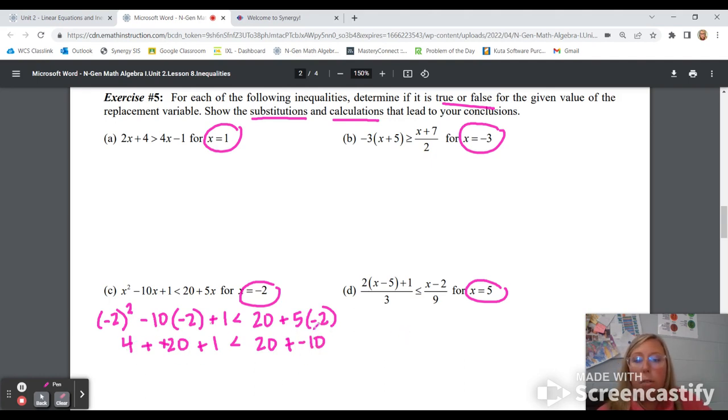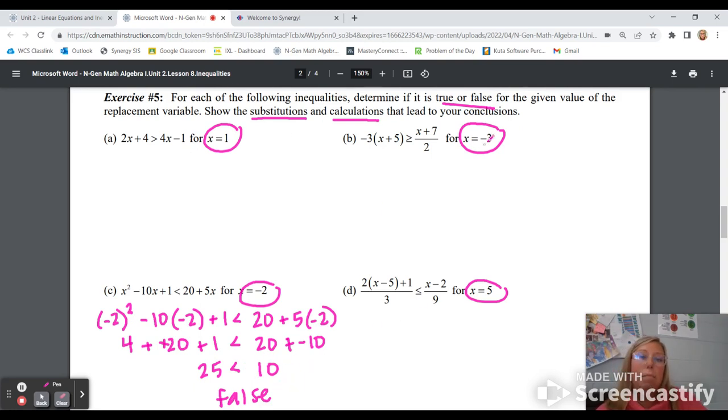And then we just need to combine all of our numbers on each side of that inequality sign. So 4 plus 20 plus 1 is going to be 25, less than 20 plus -10 is actually -10. So 20 minus 10 is 10. So our statement comes out to 25 is less than 10. 25 less than 10 is obviously going to be a false statement because if we were to draw out a number line, 25 would lie further to the right than 10. So 25 is actually greater than 10, not less than.